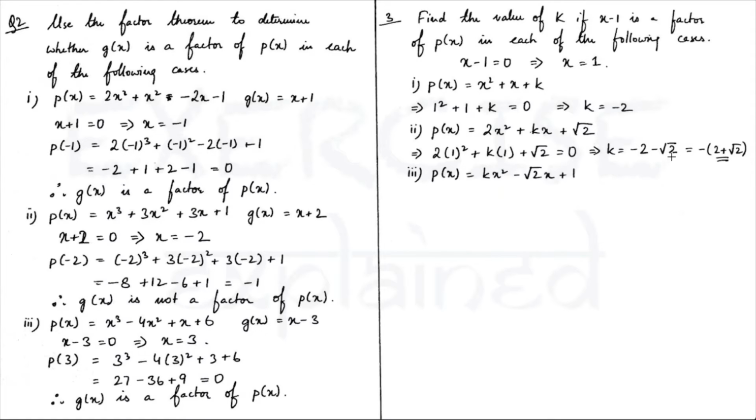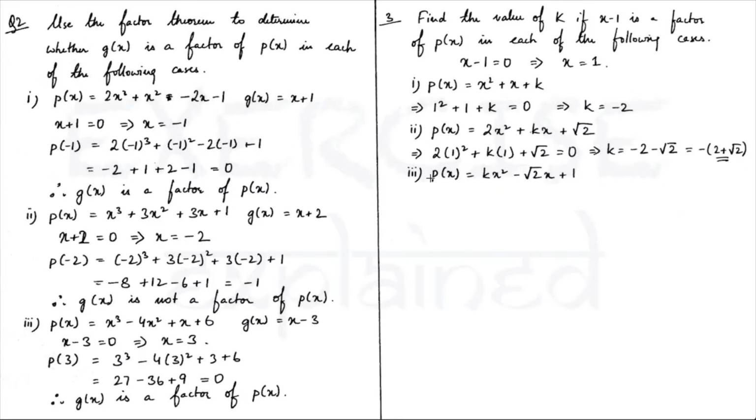So we get it as minus 2 minus root 2, that is, if we take minus common, we get minus of 2 plus root 2. So that's about it. You can leave your answer here also, that's also fine, but it's better you go till here and you leave it there.